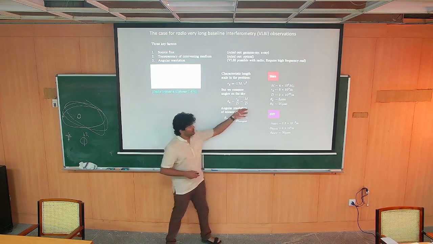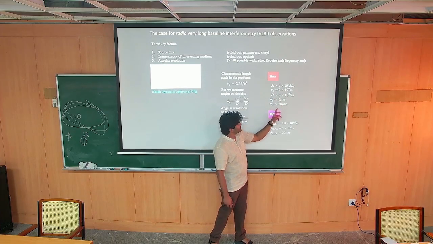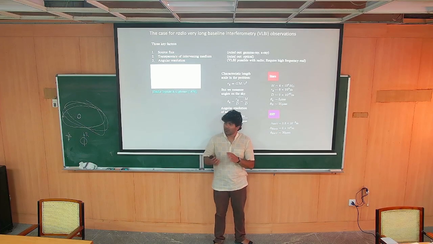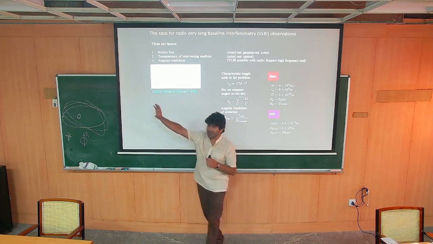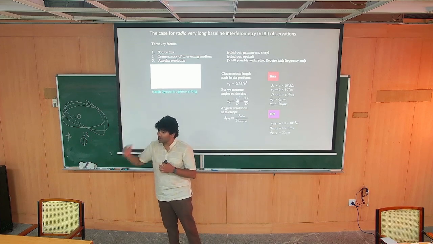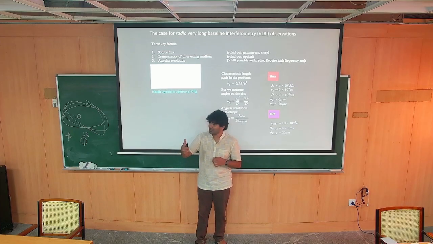So we said that this is the mass, this is the radius of the horizon, this is the distance, and this is the angular size of the black hole. Okay? 20 microarcseconds. So we know what we need to reach from the theory side. We know these black holes are 20 microarcseconds in size. We have to get to that resolution. We have a constraint on what observing frequency we can use, radio frequency.